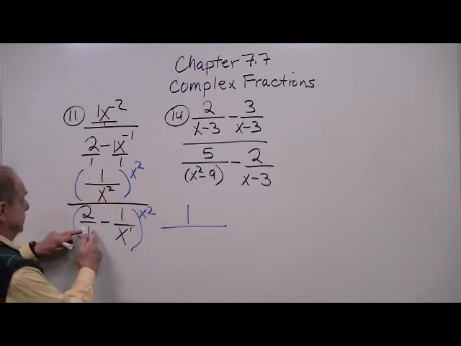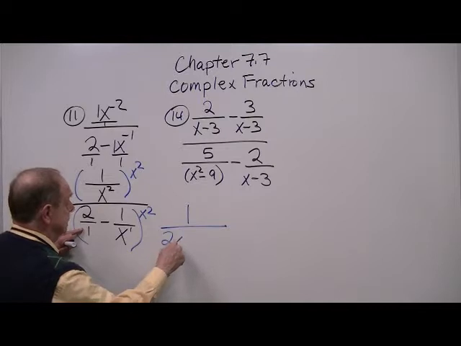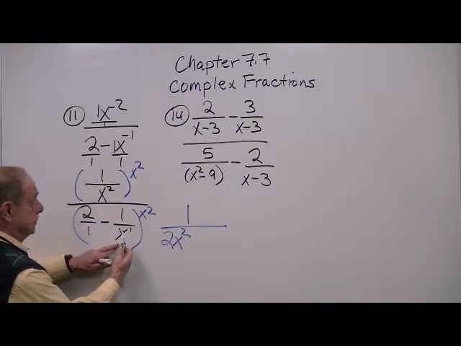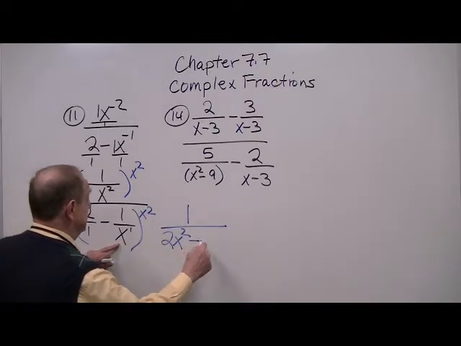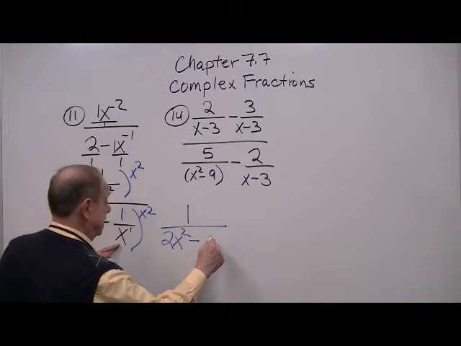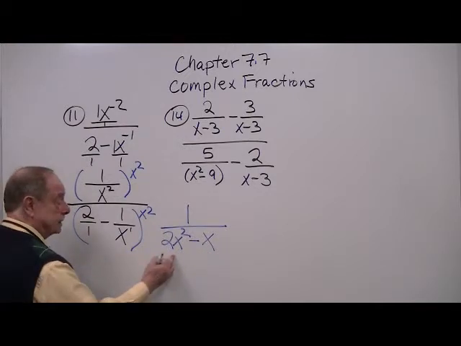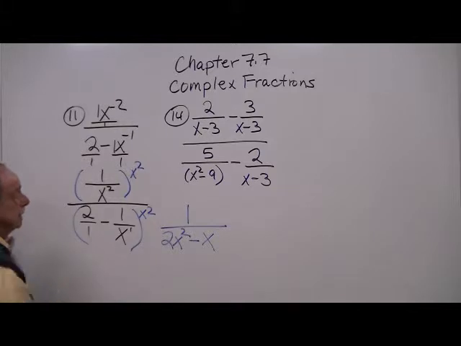And then now you have nothing to cancel out here. This becomes 2x squared. Here, one of the x's cancel out, and this then will become a negative x. Now you could factor out an x from here, but it doesn't do anything, so leave it like so.